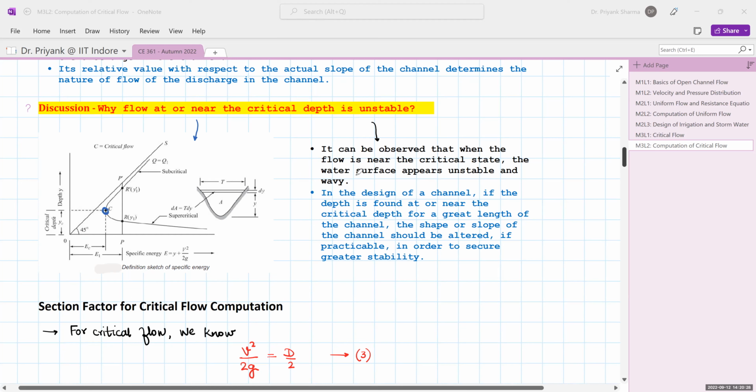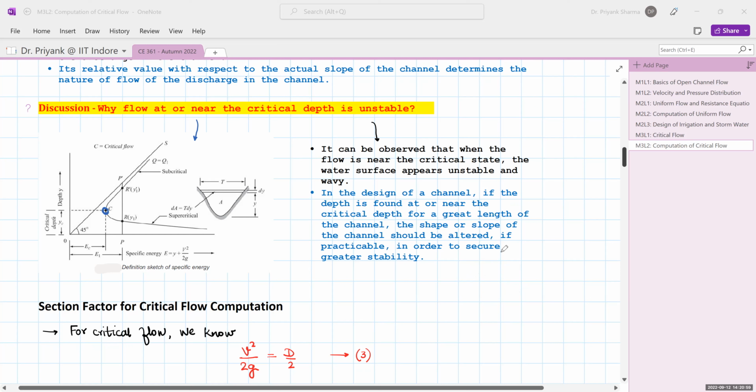Now why is it so? The hint is, you can look at this specific energy diagram. This is your critical point. With respect to that, you will get the answer why your flow at or near the critical depth is unstable. So why is this criterion very essential to cater to? Let us say you design a channel and you get yn equal to yc, so should you proceed with that critical depth or should you discard it?